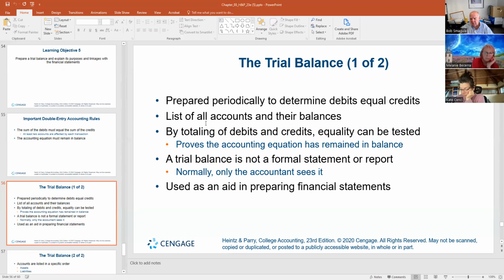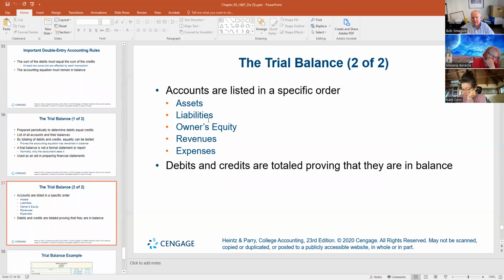And the trial balance, by the way, is not a formal statement or report. It's a worksheet. No one's going to ask to see your trial balance. It's of no interest to anybody except the accounting operatives. And it's used to prepare the financial statements. Keep in mind that the trial balance is in a specific order: assets, liabilities, equity, revenues, and expenses. Assets, liabilities, owner's equity, revenues, expenses.